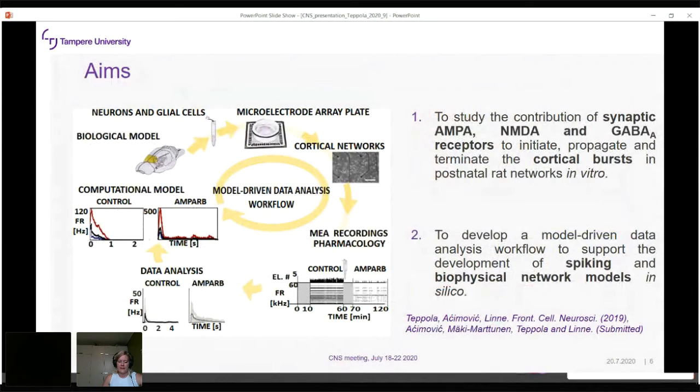The aims of this study are to examine the contribution of AMPA, NMDA, and GABA receptors to initiate, propagate, and terminate the cortical bursts with microelectrode array recording technique combined with pharmacology in rodent postnatal networks in vitro, and to develop this model-driven data analysis workflow to support the development of data-driven spiking network models in silico.